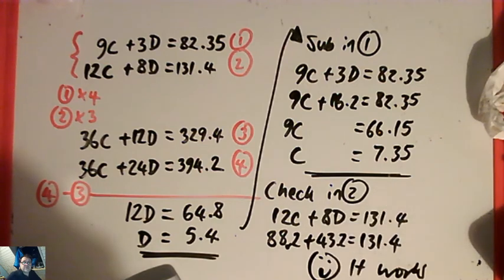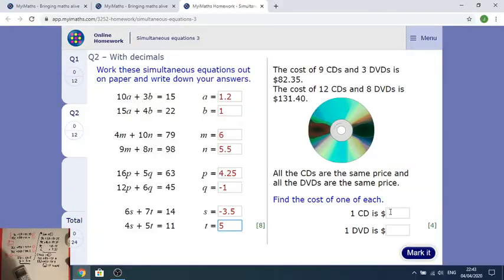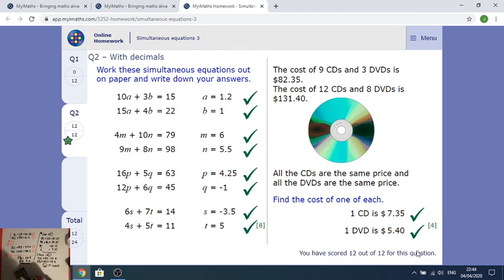So it works, and we can just type those answers into the iMath screen. So 1 CD is $7.35. Whereas a DVD is apparently only $5.40. Let's see if we got those right. Yay.